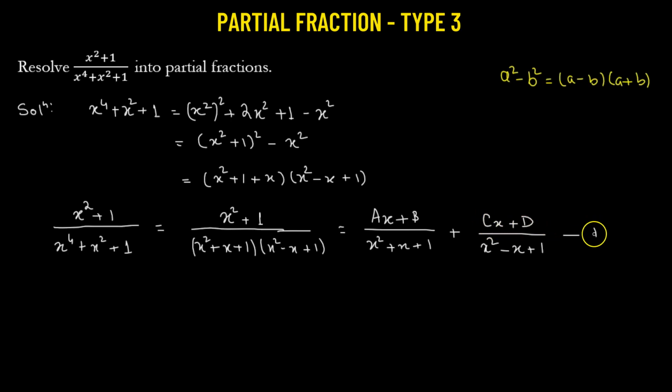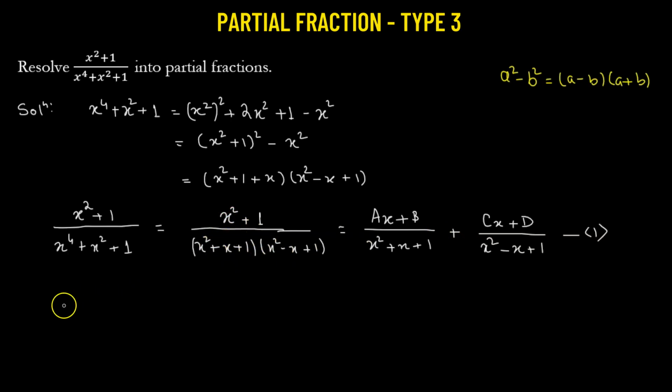We're going to label this as number 1. Now our goal will be to find the values of a, b, c and d. And once we find them, we'll plug them into equation number 1. And what we'll have is the sum of two partial fractions. And that's going to be the resolution of the original rational fraction.